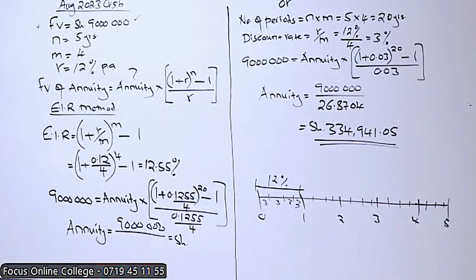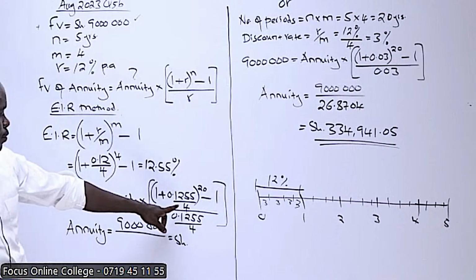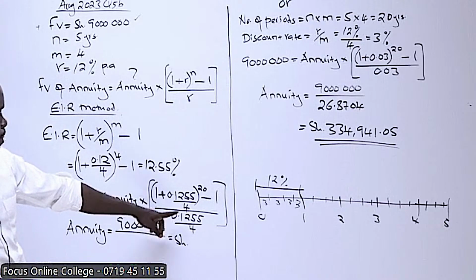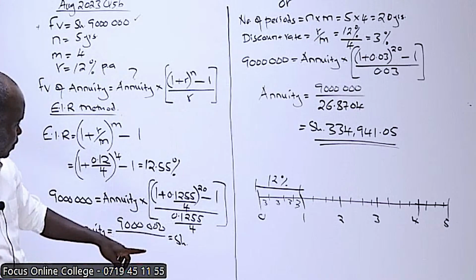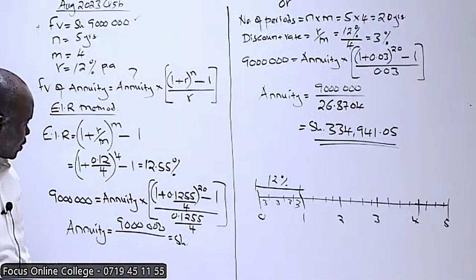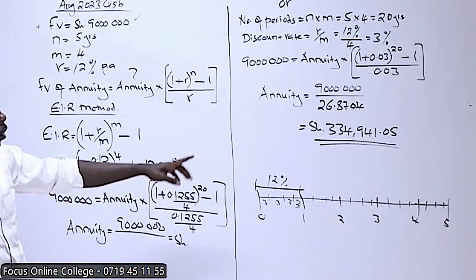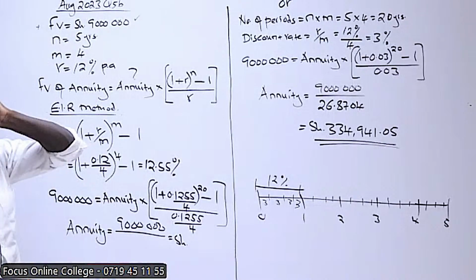330 is a bit low. If you divide 12.55 over 4, then you use 20 here. The same case here. This is becoming almost the same, 3 point something, 27.39.